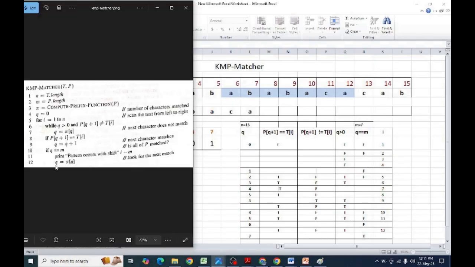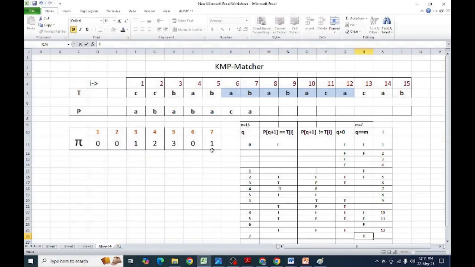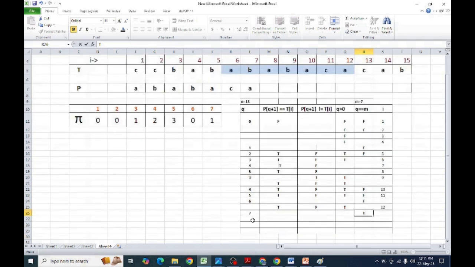After printing this, q is equal to pi of q. Q will be updated to pi of q. Q is 7. What is pi of 7? It is 1. Okay, so q will be updated to 1. It is continuing after printing found with 5 shifts. So the pattern is found once and it is continuing. Still there are more characters, 15 characters remaining. We have touched only 12 characters.